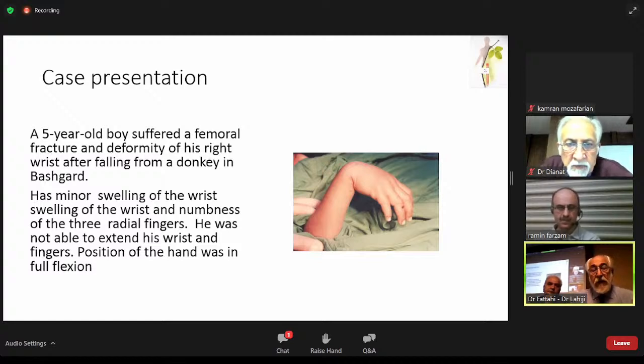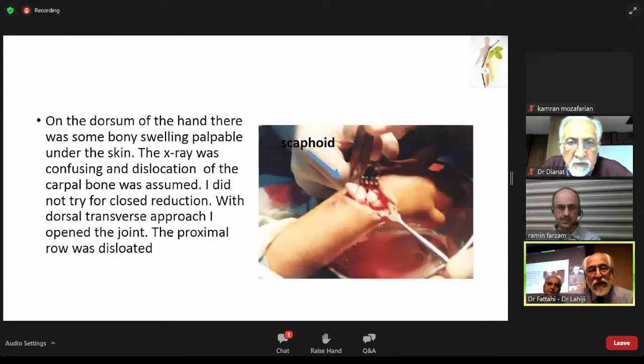So I had to open the wrist. With a transverse incision on the dorsum, as I put the incision, the scaphoid and the proximal row came out. It was dislocated. The scaphoid was broken and the lunate was dislocated dorsally. I have never seen, and I didn't see after this boy, such a problem in children, because what I have learned was that the bone is weaker than the ligaments.